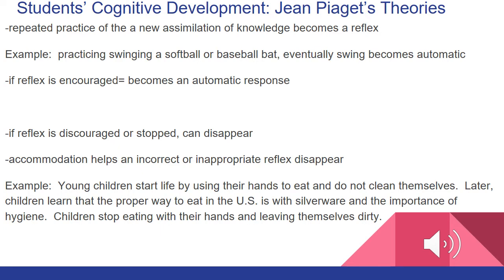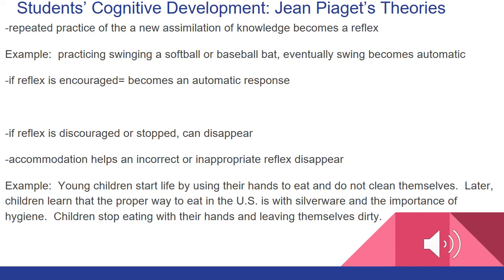An example might be, as a baby, you'll often begin life eating with your hands. You'll probably make your face and maybe your arms dirty, and then hopefully your parents help you to clean yourself. However, later when children start getting older, parents start to encourage children to use utensils like silverware, to clean up after themselves, and to wash their hands before eating and after eating.